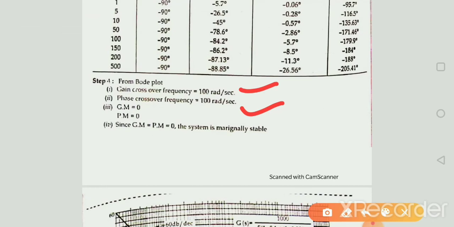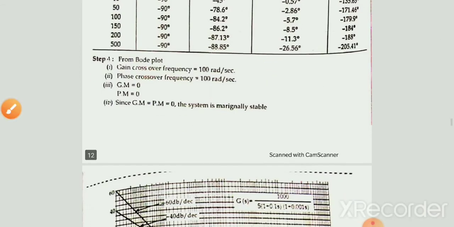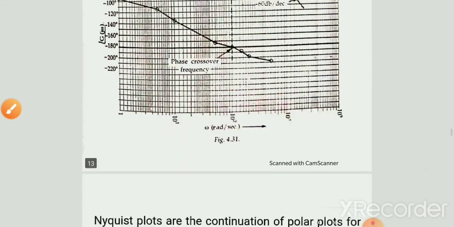So here gain margin and phase margin are equal to 0, and we know that when gain margin and phase margin are equal to 0, then this is a marginally stable system. So this is our Bode plot.